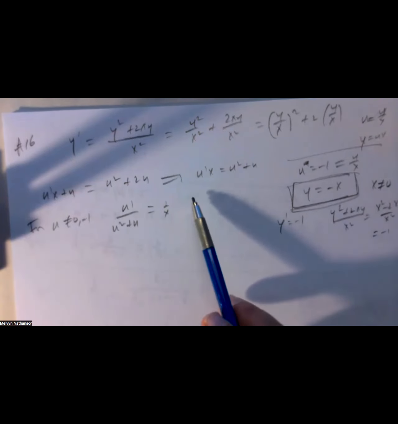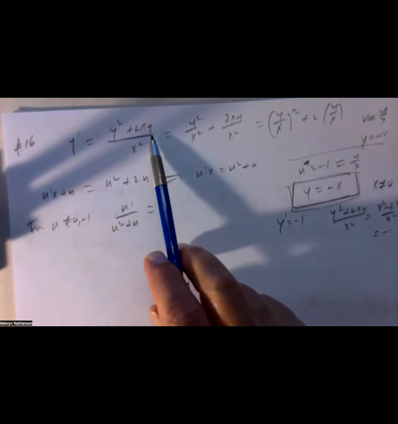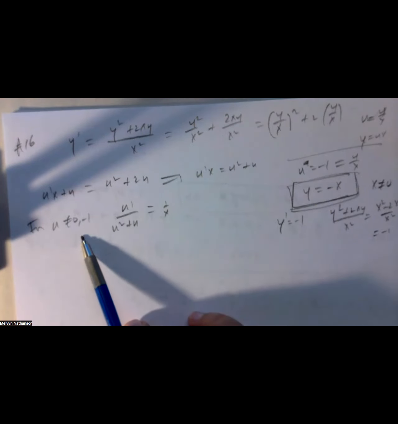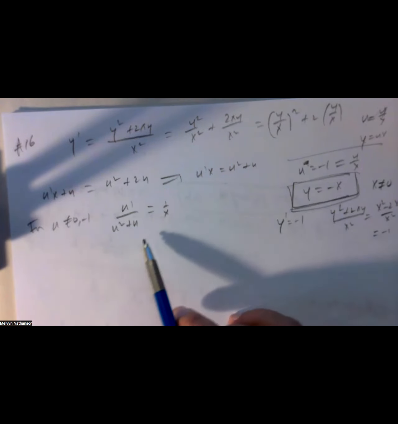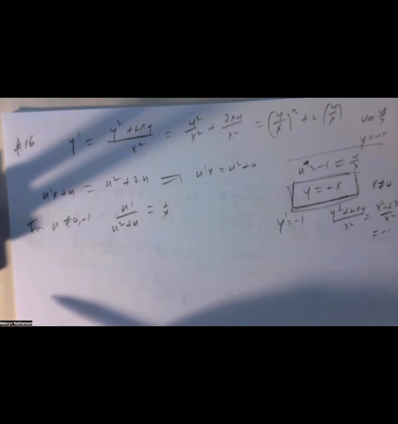Right? If u is equal to minus 1, you get y equals minus x. If u equals 0, then y is 0. That's a trivial solution. If you have y equals 0, you also get a solution. You have y equal minus x, you get a solution. For u different from 0 or minus 1, we'll get a third solution. u prime over u squared plus u equals 1 over x.